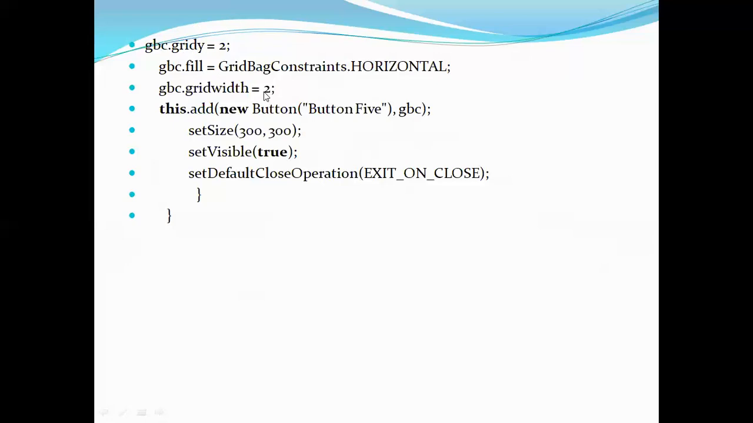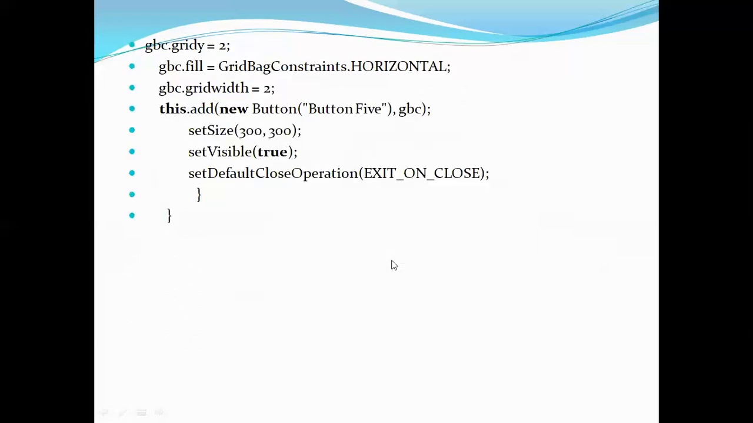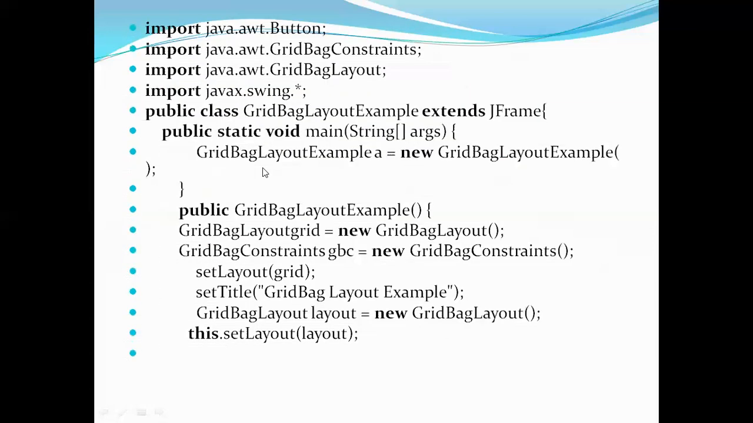Next I'm arranging the next one horizontally, that is gbc.fill equal to GridBagConstraints.HORIZONTAL. So the next coming buttons are arranged horizontally again. Here, if you observe, grid width is 2. So the fifth button is occupying two columns, that's why its width is 2. Then add the fifth button to the gbc. Now set the size of this entire layout, the visibility, and default close on exit. These are the parameters you need to give while using grid bag layout.